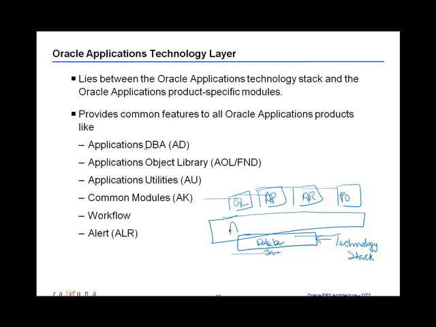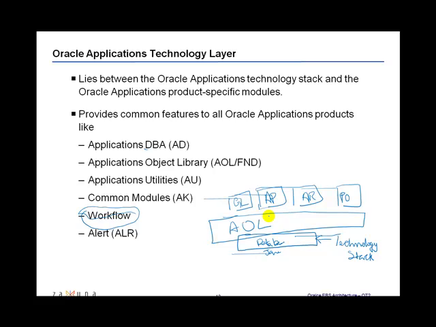Here is the application technology layer, and the main purpose of the application technology layer is to provide common functionality across the product specific modules. So for example, one of the things that belongs to the common applications technology layer is the workflow. Now the AP module is used to create payables invoices.